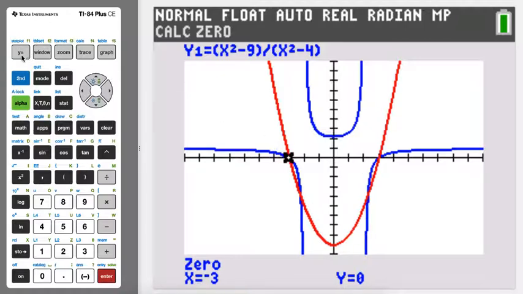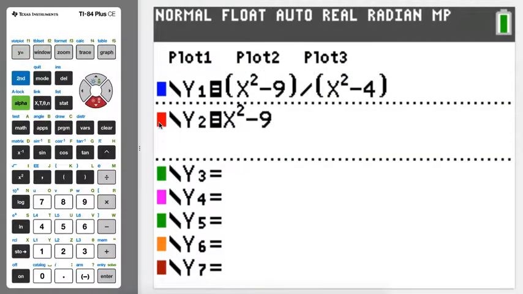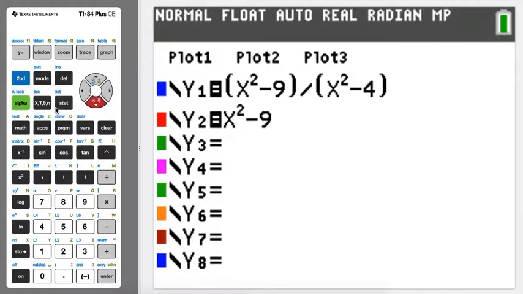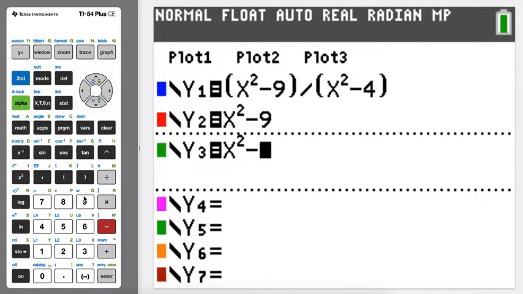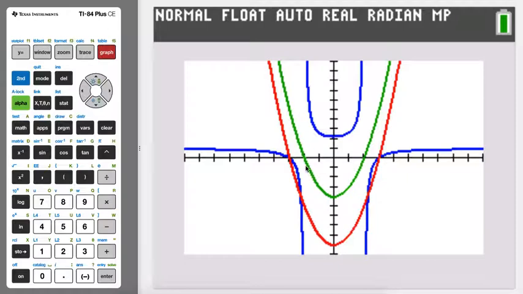So now we could do the same exact thing with our denominator. So go back to the y equals screen and enter the denominator as its own function. So x squared minus 4. Go back to our graph. And so now we see another function, the green one, and its x-intercepts, wherever that is 0, is where we're going to have the vertical asymptotes of our blue graph.